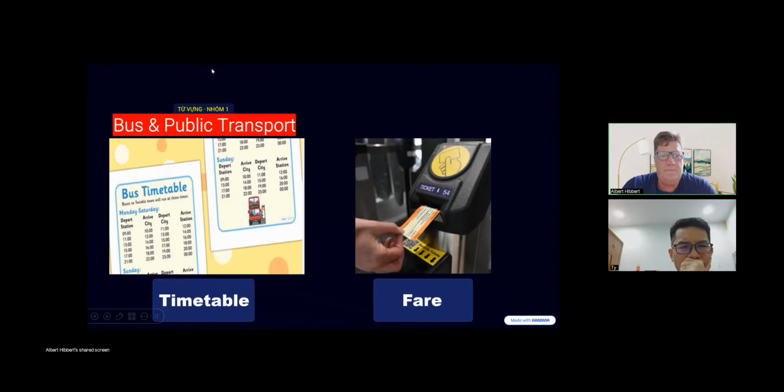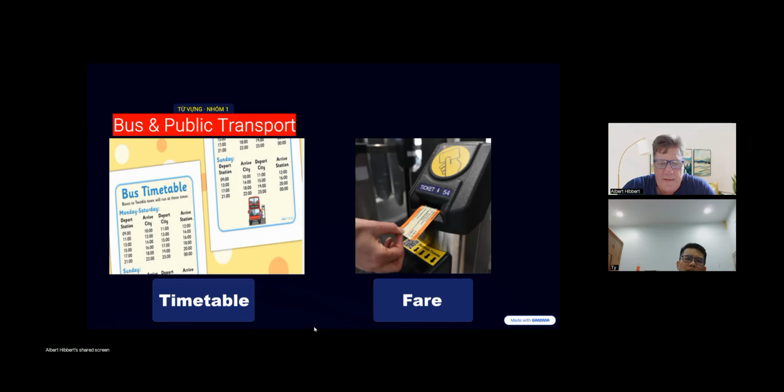Right, bus and public transport. Now, when you take a bus and use public transport, you will find that buses have a timetable. Timetable. And also trains. Trains will also have a timetable.